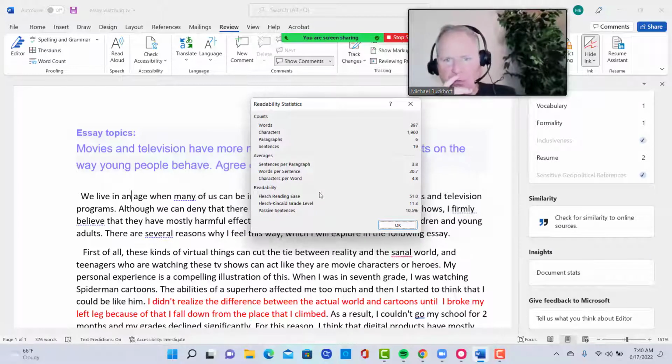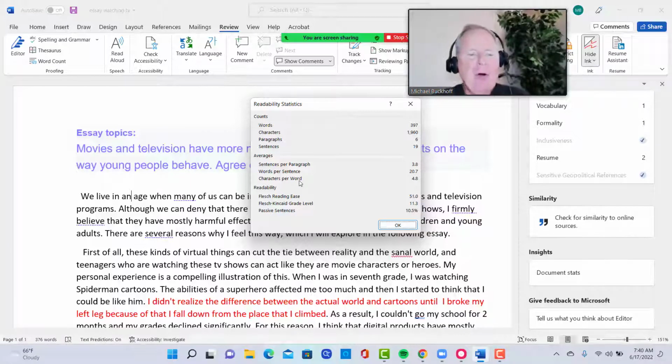This helps me understand a little bit about your vocabulary. So I have good and bad news here. Your vocabulary is not bad. Your characters per word is 4.8. Your goal is to get that closer to 5.0. That means that the average number of characters or letters per word is 5 or higher. You're almost there. Your words per sentence is 20.7. You want to get that closer to 25 to 26.